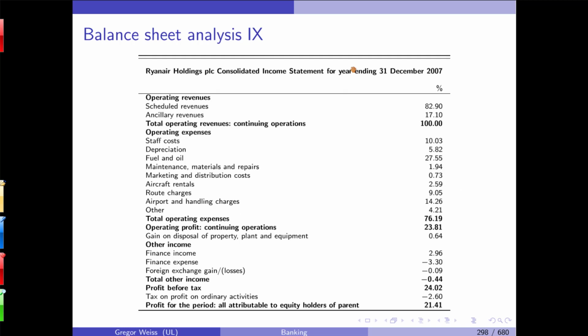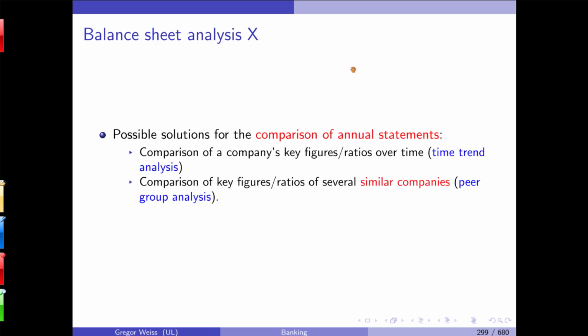Again, the same thing for the income statement. Now all those ratios are expressed as percentages of the total operating revenues. So they had total operating expenses of 76% of operating revenues, and then in the end we had a profit of 21.41%. It's easier to compare. It's independent of the currency, and we can now compare those key figures, ratios over time, across business, across competitors, and compare it with a peer group.